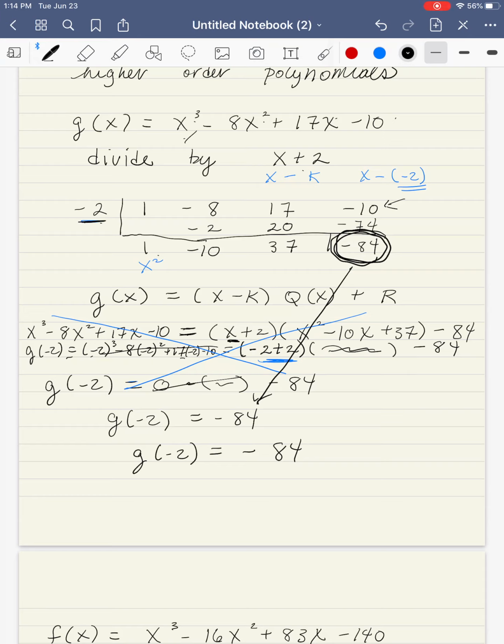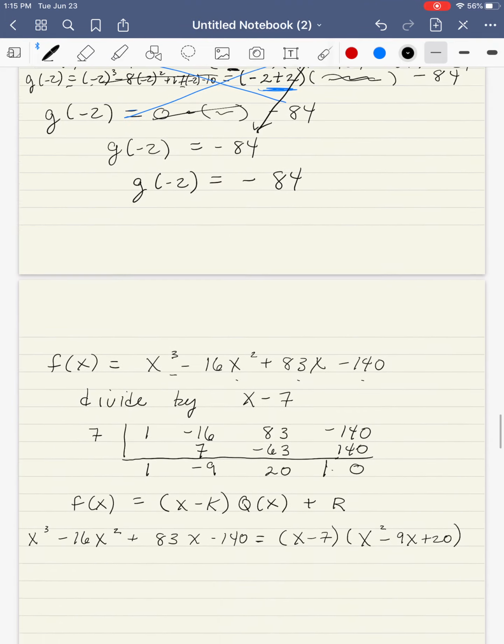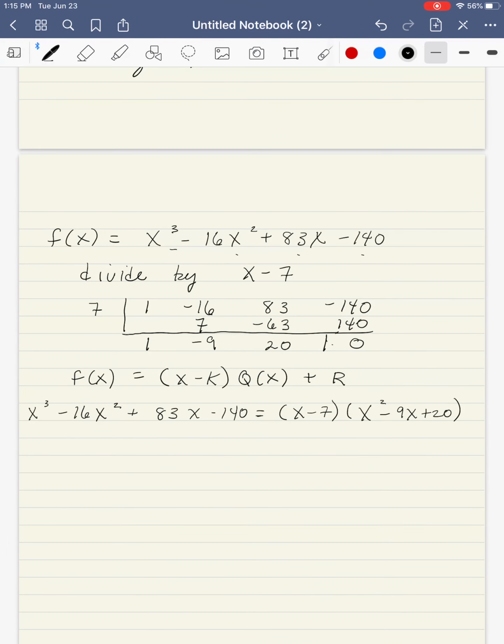So we can use synthetic division to evaluate a polynomial at a particular number by doing synthetic division with that number, and my function value is my remainder. That's what's known as the remainder theorem.